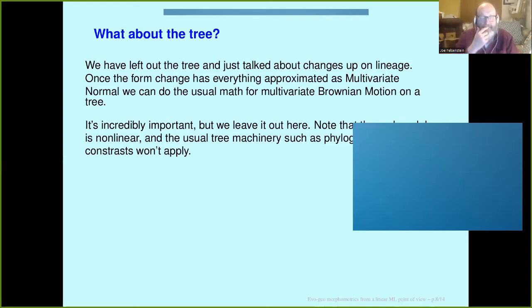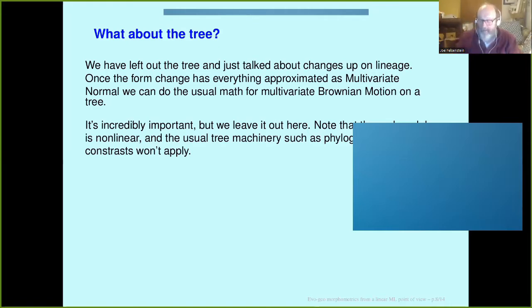Now, if everything is multivariate normal, which it is in the linear approximation, then you can take the tree, you can do things like contrasts on the tree, and the machinery basically works out. You can basically estimate the covariance matrix of changes under the Brownian motion in this size-knowledgeable version. You can also estimate parameters for size, the rate of change of size, and you can estimate allometry.